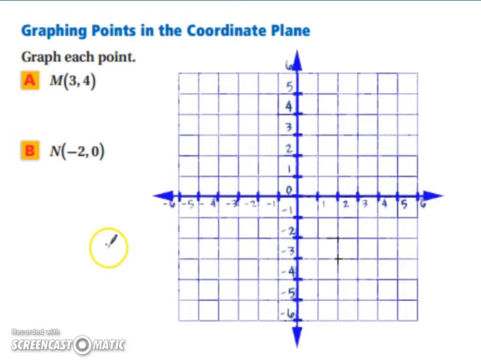Let's practice graphing points in the coordinate plane. So graph each point. M is at 3, 4. So it's at positive 3. So we're going to go over 1, 2, 3. And point 4. So the y value is 4. So we're going to go up 4. 1, 2, 3, 4. And we're going to put our point at 3, 4. You always want to label your coordinate. That way you know which point it's referring to. Take a moment and pause the video and try B.